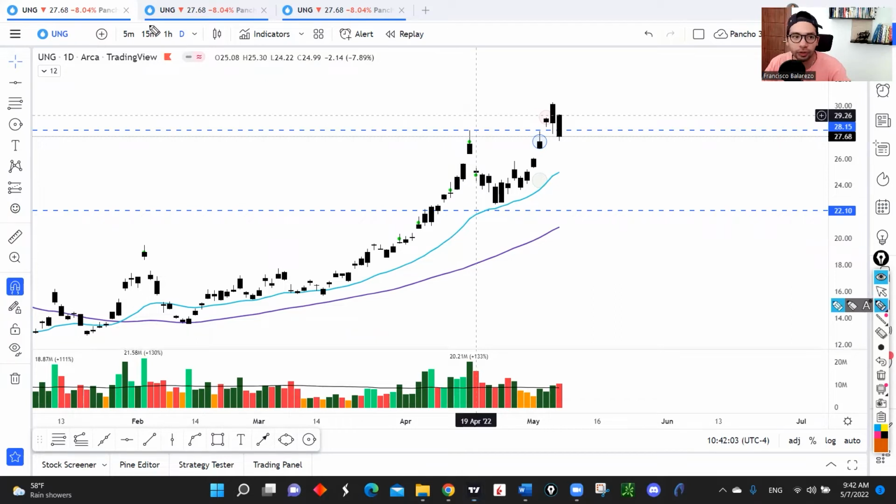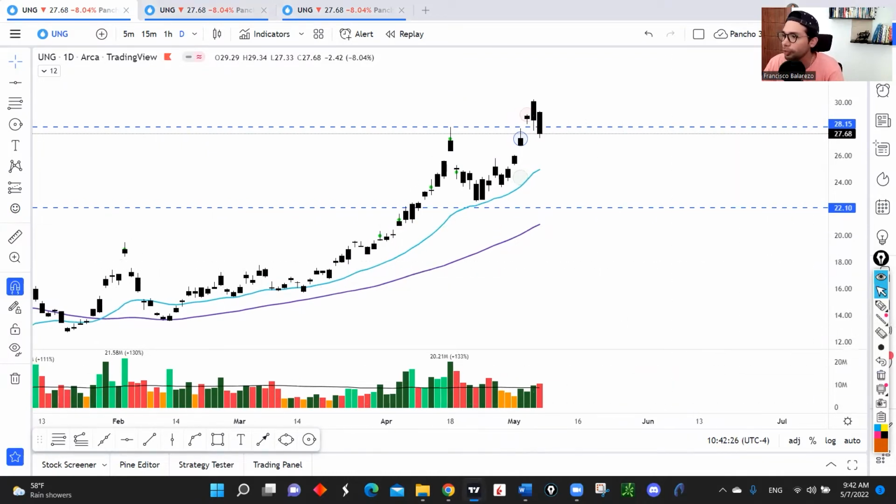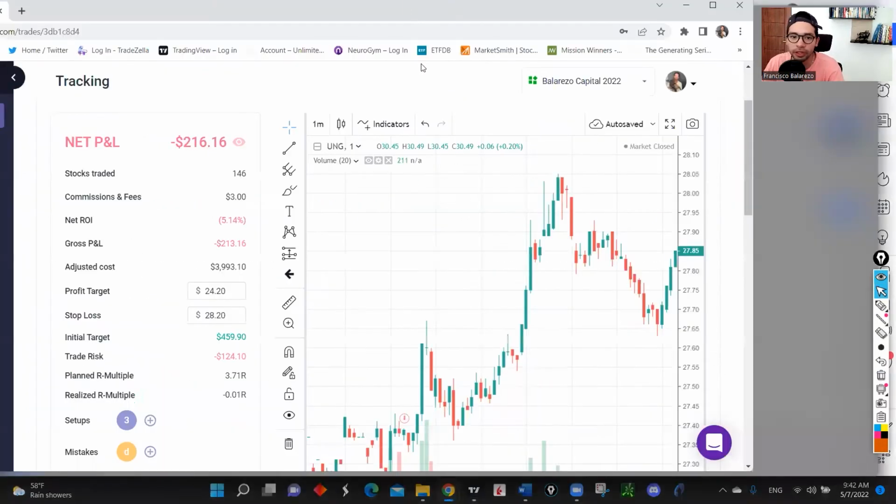So right here, as I mentioned, I have UNG, and the dots that I have here on my screen: the blue represents my entry, the red represents my exit, and the green one represents my actual target for the trade. And for the journaling of this trade, I'm actually using TradeSella, which is a pretty amazing platform, and you can see it right here.